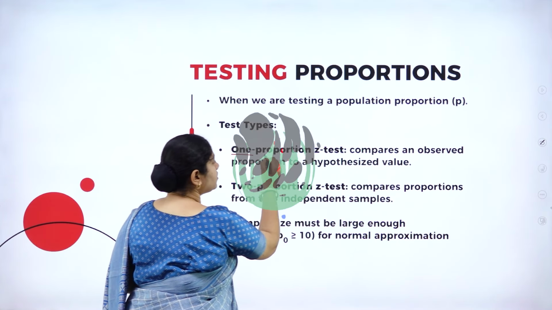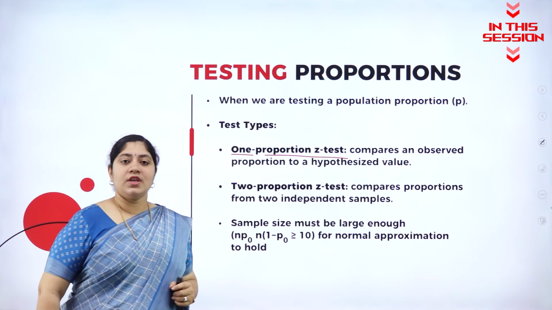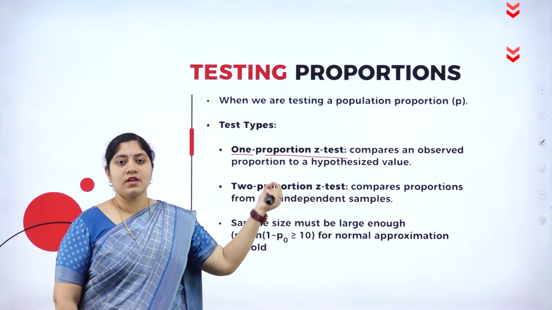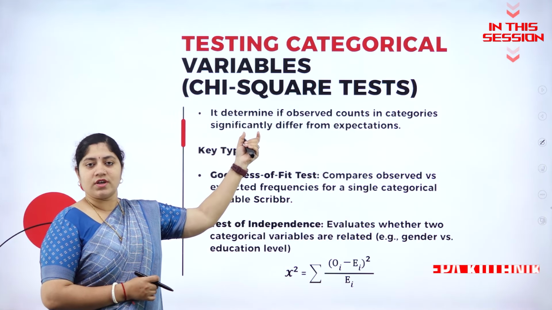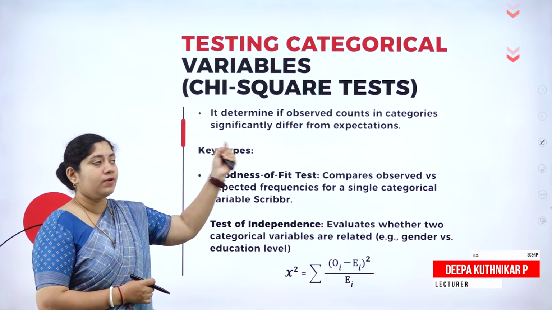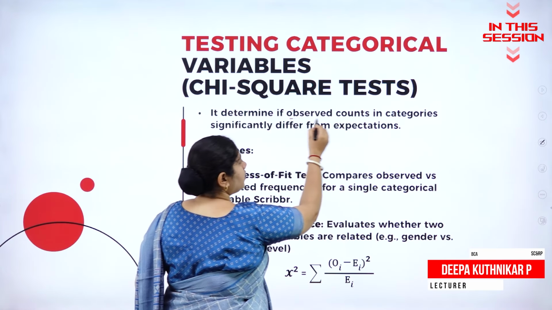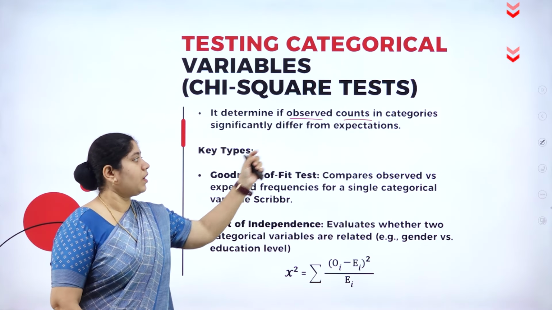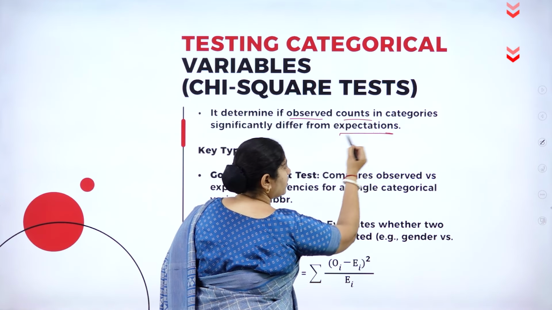One proportion z-test, which is utilized to compare the observed proportions with the hypothetical value. The chi-square test determines if our observed counts in categories significantly differ from our expectations. So this is very important.